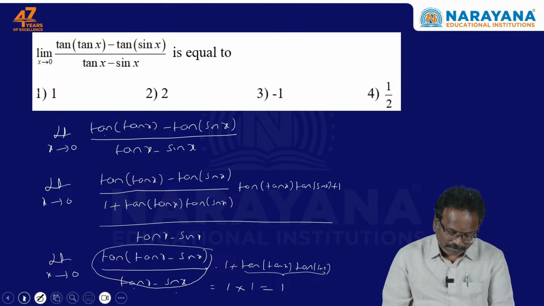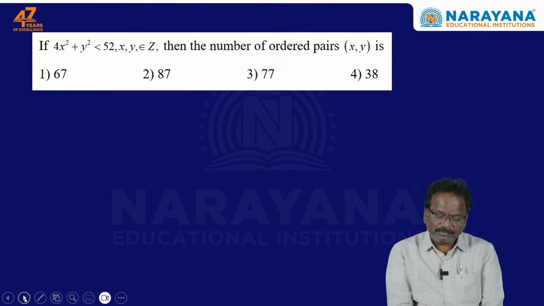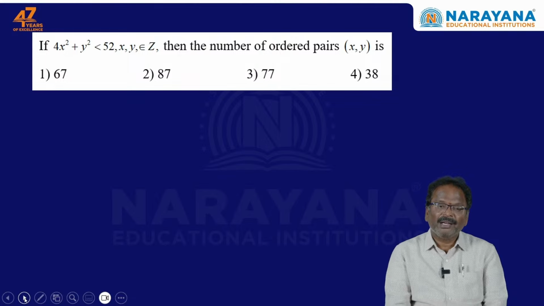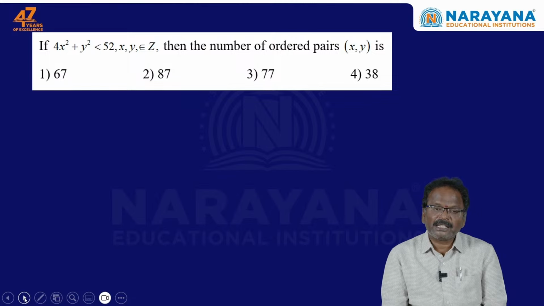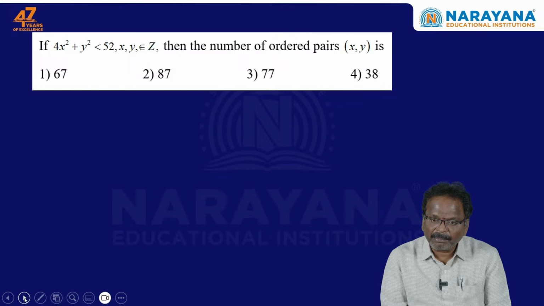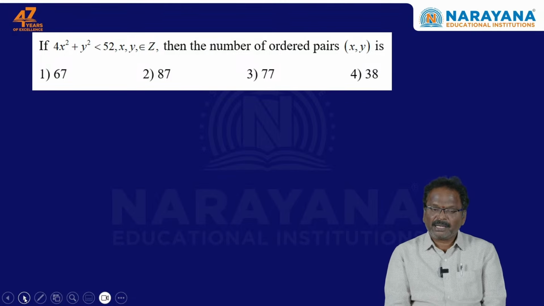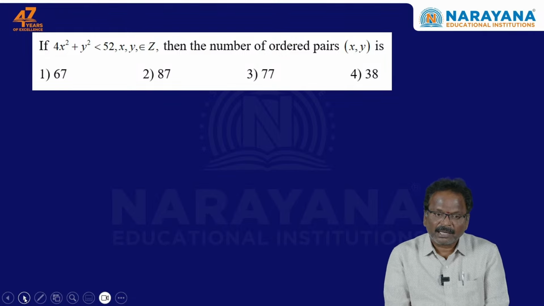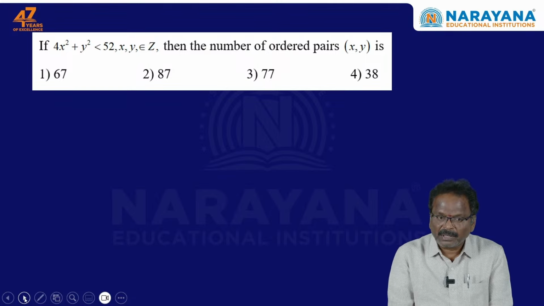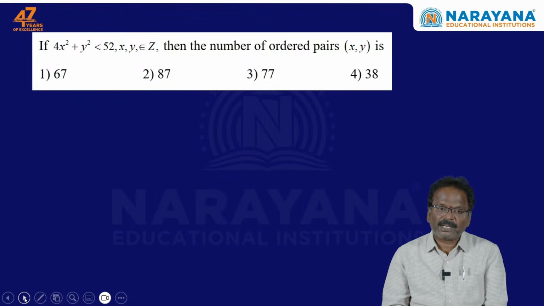Now, the next one is from ellipse. If 4x square plus y square less than 52, x, y belongs to Z, then the number of ordered pairs x, y. I think this is a repeated question from the 22nd evening. Again, this question came in today's examination. We are saying based on memory only. 4x square plus y square less than 52.